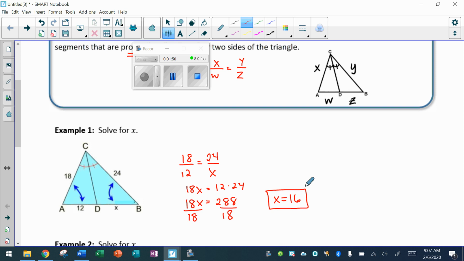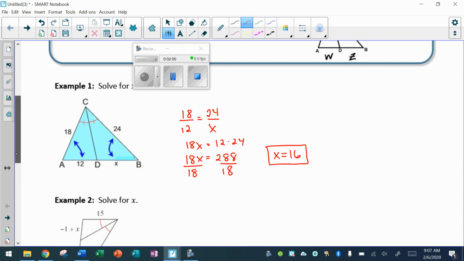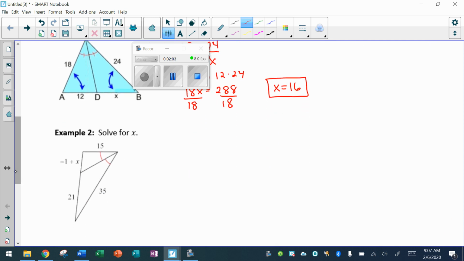Okay? So I drew these nice arrows in here for you, but will they always be drawn? And the answer is no. You have to recognize that if this is an angle bisector, that's what happens. So for example, I have clearly an angle bisector. This line segment here cuts this angle into two congruent angles. Well, that results in two corresponding sides to be in the same ratio. So 15 is to negative 1 plus x, as 35 is to 21.